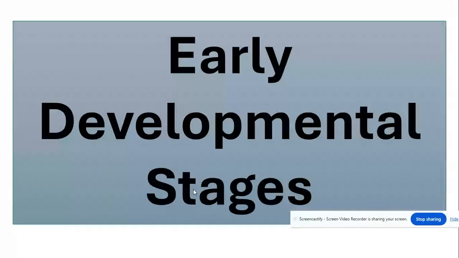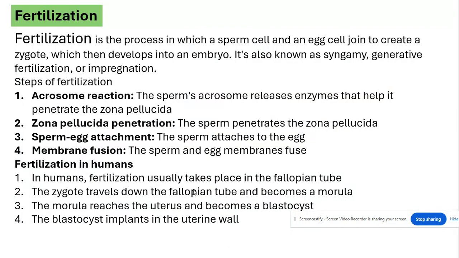All right, so early development stages. The first is fertilization. Fertilization is a process in which a sperm cell and an egg cell join to create a zygote, which then develops into an embryo. So fertilization is when a sperm cell and egg cell join to create a zygote. So first is the zygote, we just learned. It is also known as syngamy, generative fertilization, or impregnation.